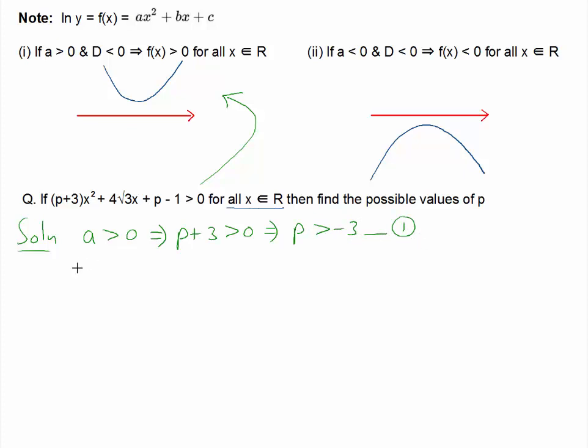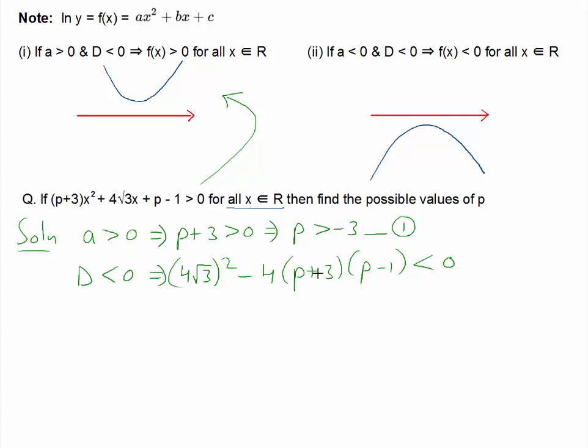Now next is that the discriminant should be less than 0. Now the discriminant is b square minus 4ac. So b is 4 root 3, squared, minus 4 times a, which is p plus 3, and c, which is p minus 1. Now this must be less than 0. Once we are done solving this, we will finally take the intersection of this solution with this one.